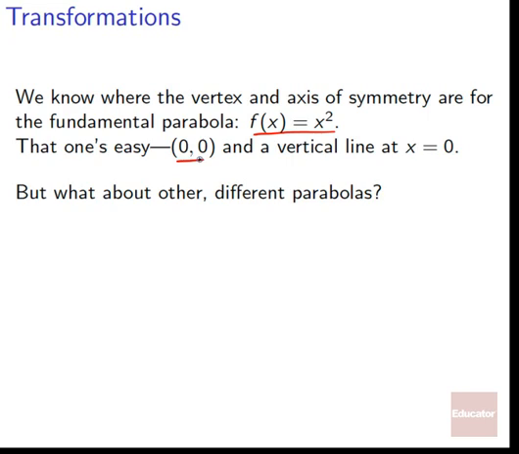The vertex is at 0, 0, we just saw that, and the axis of symmetry will be a vertical line x equals 0. Real quick tangent: why is it called x equals 0? Why does that give us a vertical line?